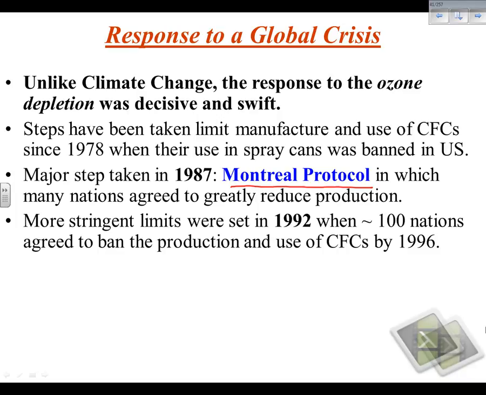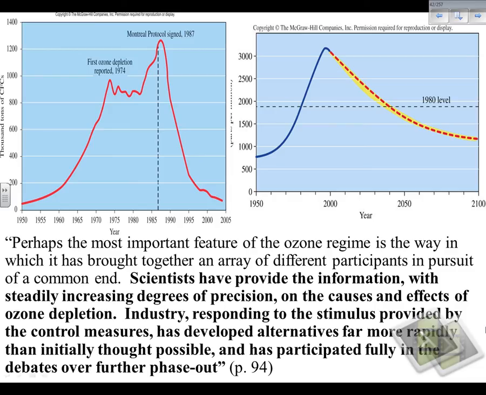But it keeps going. It's been amended so that more stringent limits were set in 1992 and the ban in 1996. And you can see when this was signed, and the amount of thousands of tons of the CFCs has dropped like a rock. And this is our stratospheric Cl levels.